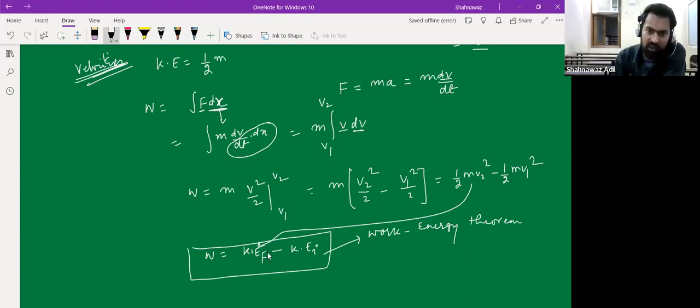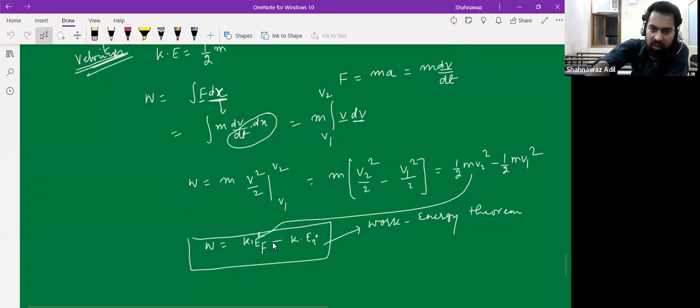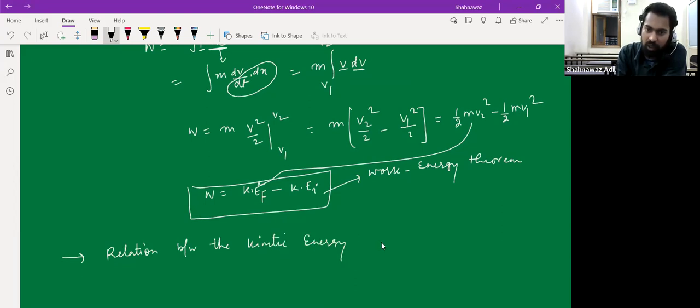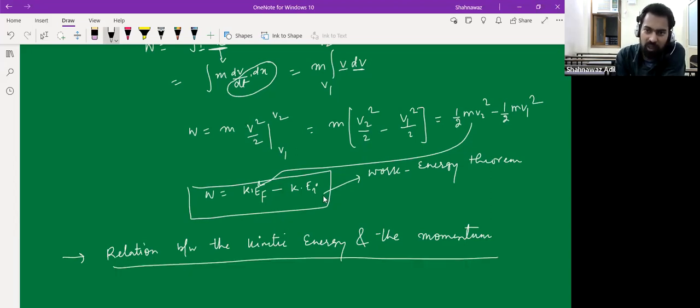Okay, and the next part that I wanted to talk about is the relation between the kinetic energy and the momentum. Right. So any question in this part? Anybody?